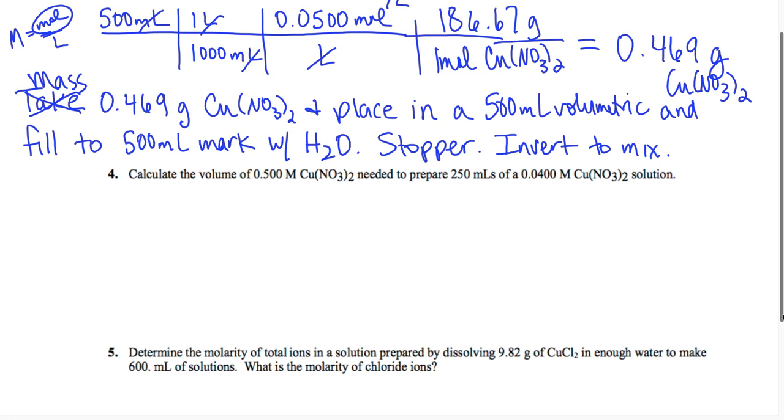Calculate the volume of 0.5 molar copper 2 nitrate needed to prepare 250 mils of 0.04 molar solution. So we're going from this to this. I need to know what's the difference in this kind of problem. How is this different than what we just did? Physically. 2 molarities. What does that mean? We're mixing solutions? Am I mixing? That's the word I was looking for. This is a dilution from what we call a stock solution.